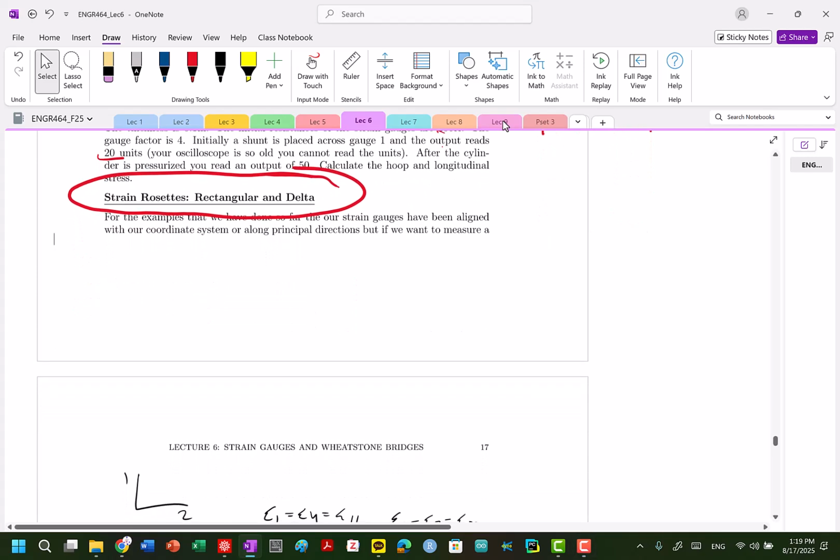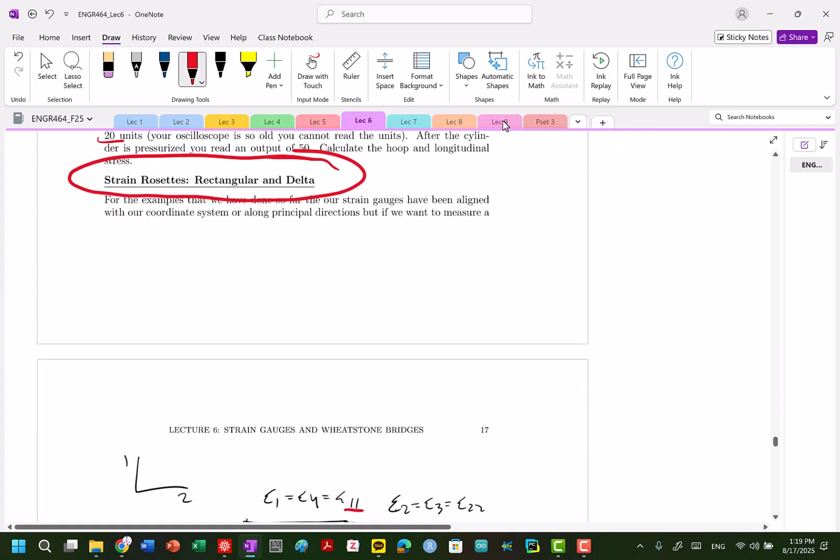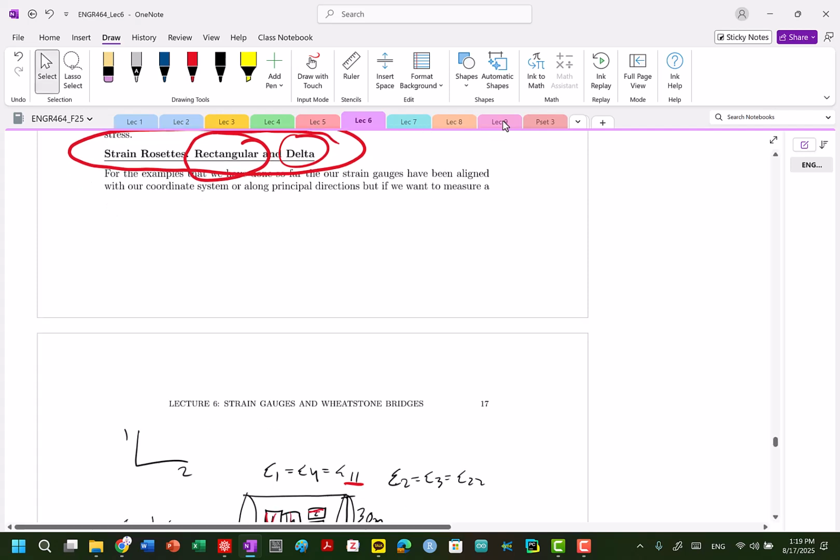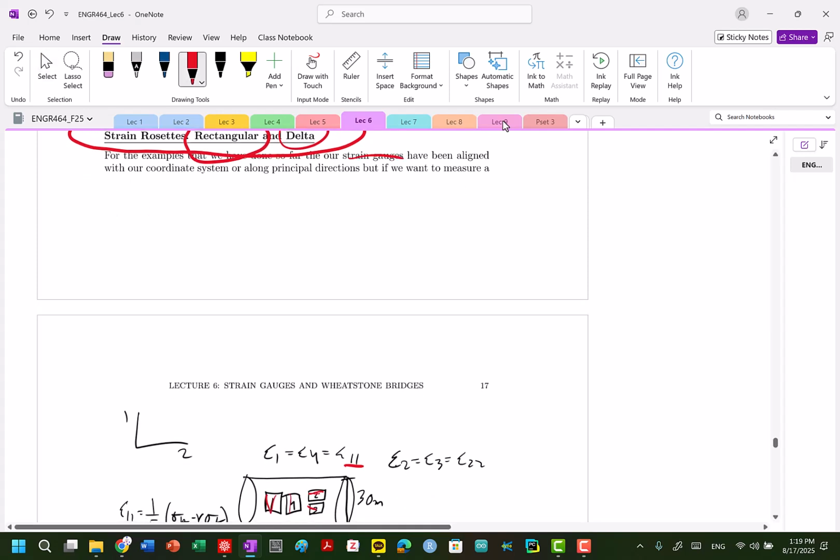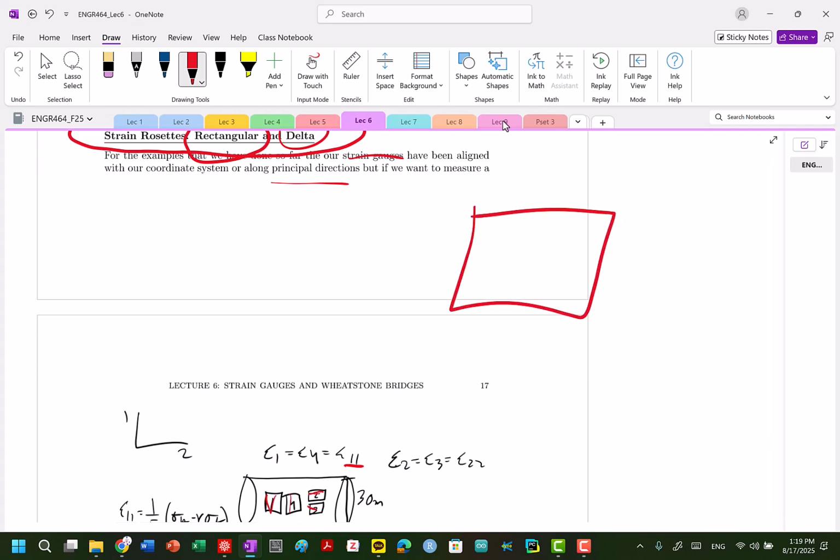All right, so our last topic is going to be about strain rosettes, and specifically the two most common, rectangular and delta rosettes. Oftentimes you're going to want to align your strain gauges along principal directions, but sometimes, depending on the scenario, if there's a weld and you're really interested along the weld, or maybe there's a different or rotated coordinate system that you want to apply, or there's just an inconvenience with aligning it along your coordinate system, and instead you have to align your strain gauge like this, you can use a delta rosette or a rectangular rosette.